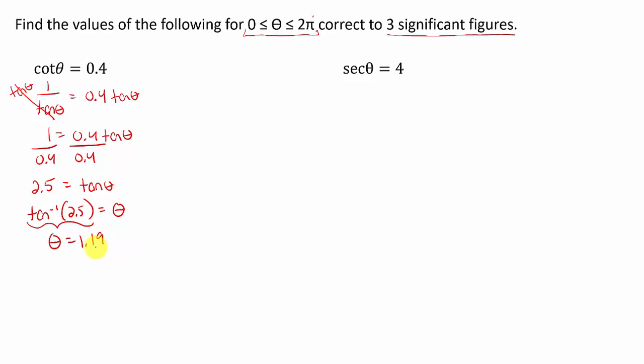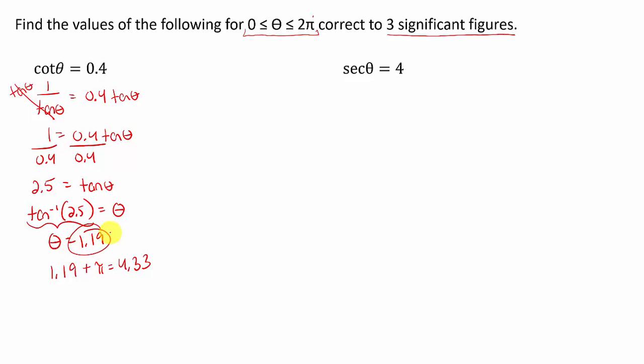Okay, now we're not finished because I have this answer, but tangent rules say that I can take this answer and I can add or subtract 180 or pi. Pi in this case for us since we're in radians. So I'm going to take this 1.19 and I'm going to add pi to it. And when I do that, I get 4.33.